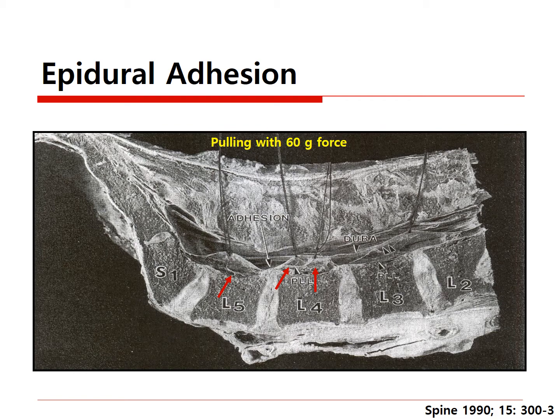This picture shows the dissection of a cadaver of a patient with chronic low back pain who did not undergo spinal surgery. As shown in this figure, adhesions that are difficult to separate even when pulled with a force of about 60 grams were frequently observed in the anterior epidural space. And these adhesions may be associated with low back pain.